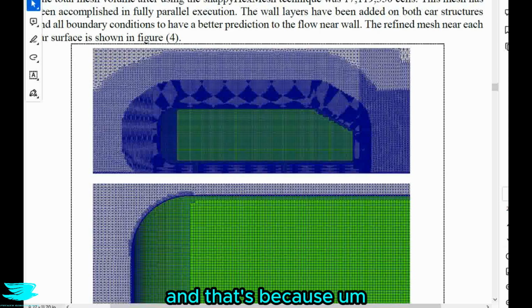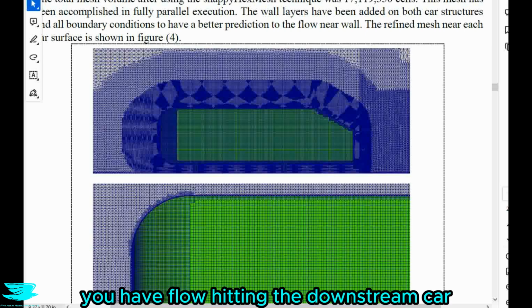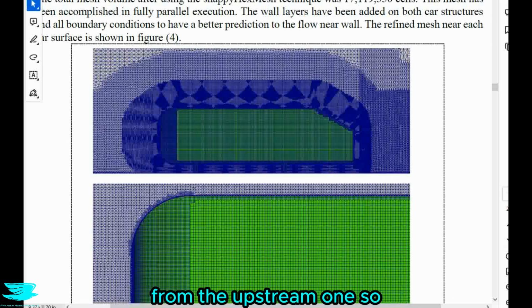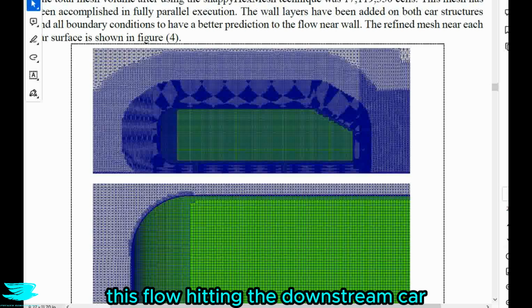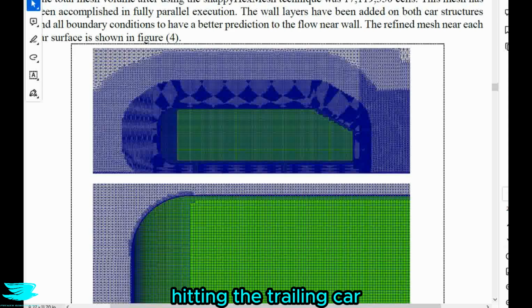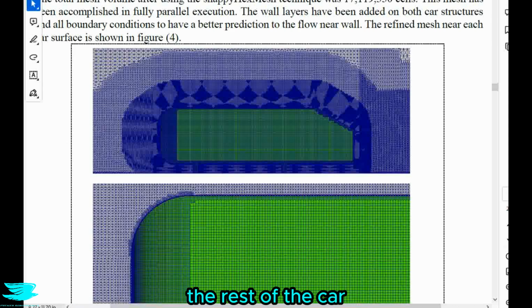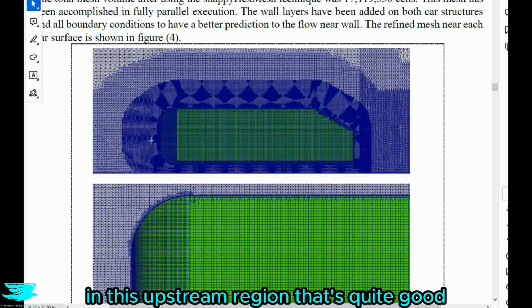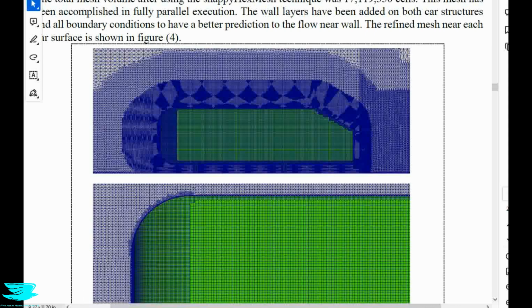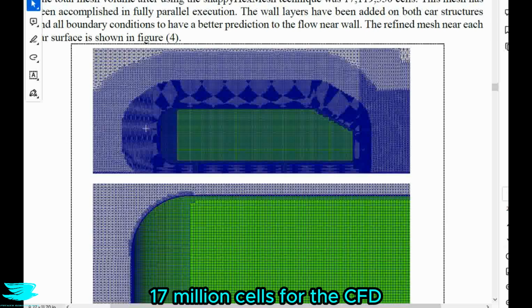And that's because if you just had a sole car in CFD, you wouldn't need as many cells. But because we have an overtaking car, you have flow hitting the downstream car from the upstream one. So it is no longer well behaved, this flow hitting the downstream car. And as such, you're going to get a lot more turbulent structures hitting the trailing car, and you want to resolve them in order to then be able to accurately model what is happening over the rest of the car. Hence why you have this refinement region in this upstream region. That's quite good.